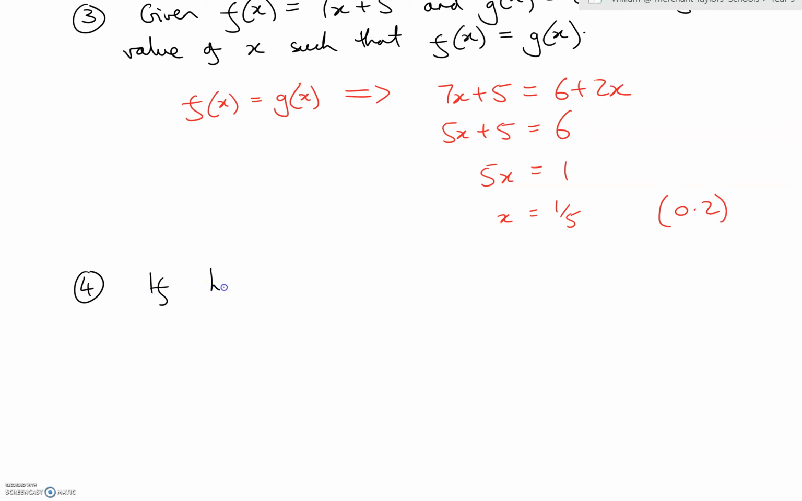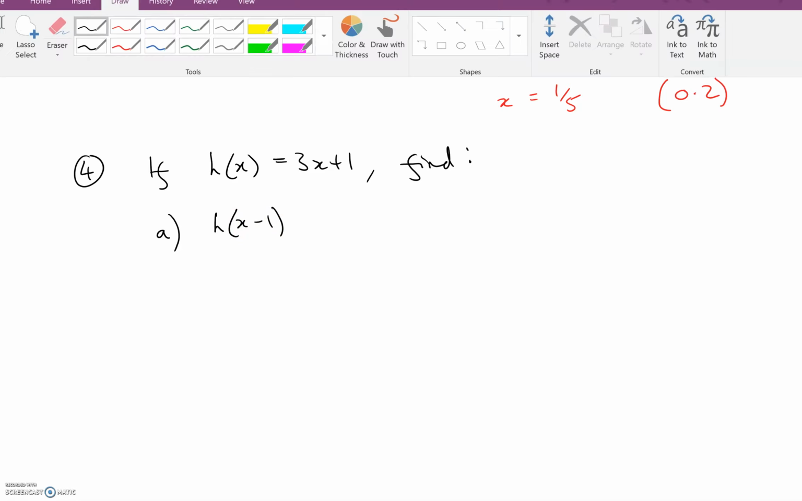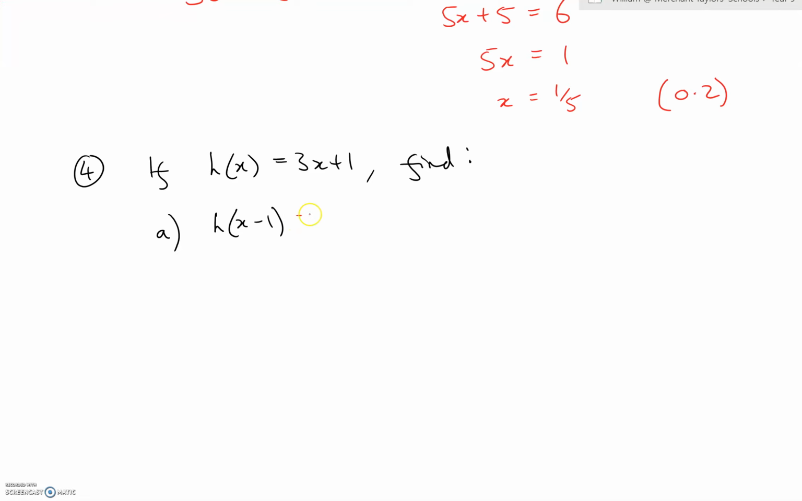Four. So if h(x) equals 3x plus 1, find the following. So h of x minus 1. So not always. We had one at the start where we replaced the x with a y. This is the same kind of idea as that. So don't let this worry you.